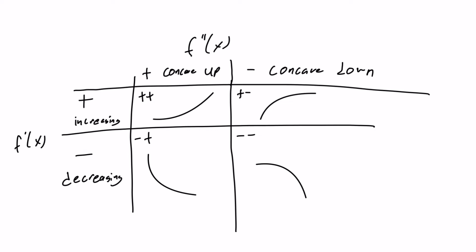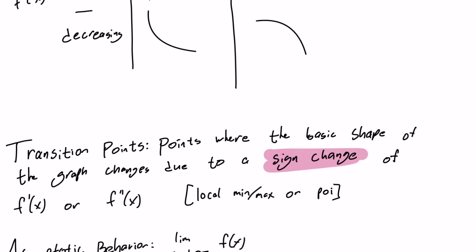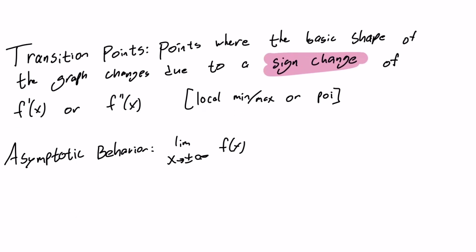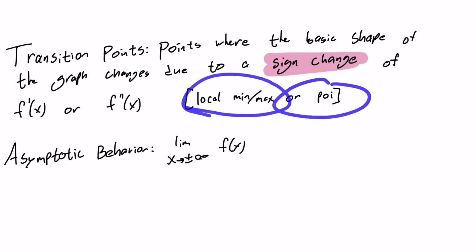In order to help us graph these functions, to sketch these curves, there are two really important things. One is transition points. Transition points are the points where the basic shape of the graph can change due to a sign change of f prime or f double prime. A sign change means the first or second derivative switches from positive to negative or negative to positive. These are also known as our local mins and maxes or our points of inflection.